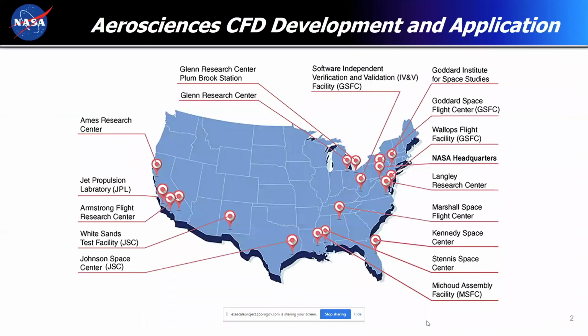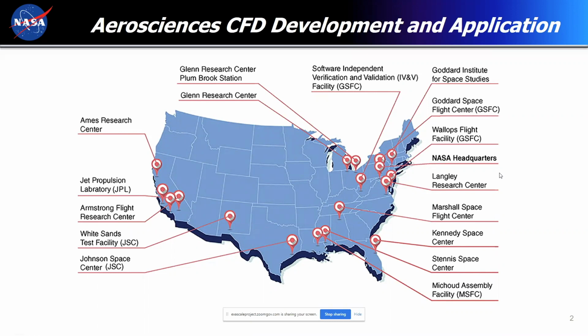For those who aren't familiar with NASA, I'm showing some of the facilities around the country. We're primarily research centers, flight centers, and locations where we build flight hardware, basically. And so I'm at NASA Langley in Virginia right now, on the right side of this picture.